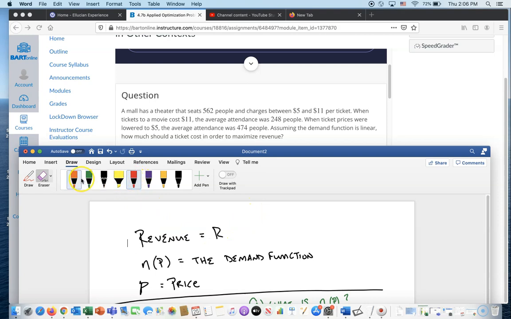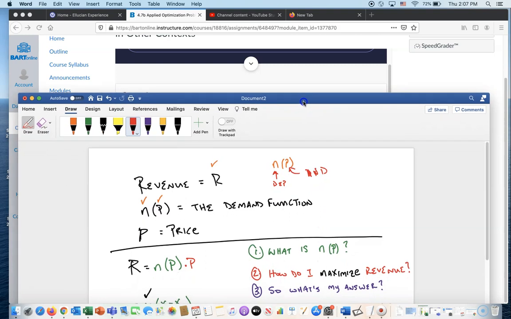So let's just go through a couple of things here. The revenue we're going to define to be R. N of P is the demand function. So the number of people depends on the price, and P is going to be the price of the tickets. That's what we're looking for, okay? Now, if you're not familiar with this notation, N of P, what we're doing is we're defining the independent variable, and over here, this would be the dependent variable. And we'll talk about what that means again in just a few minutes in terms of how we actually work this problem.